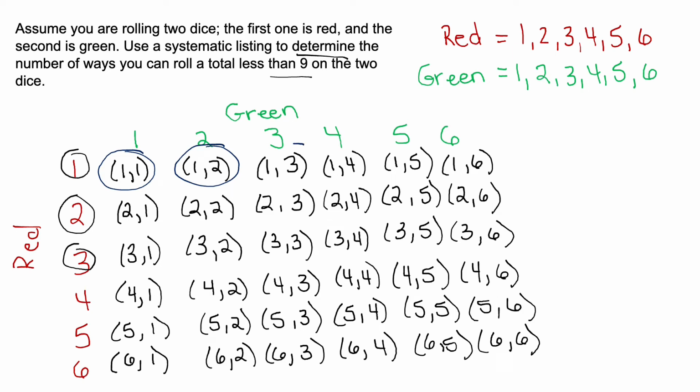1 plus 3 is 4. That's less than 9. 1 plus 4 is 5. That's less than 9. 1 plus 5 is 6. That's less than 9. And then 1 plus 6 is 7, and that is also less than 9.